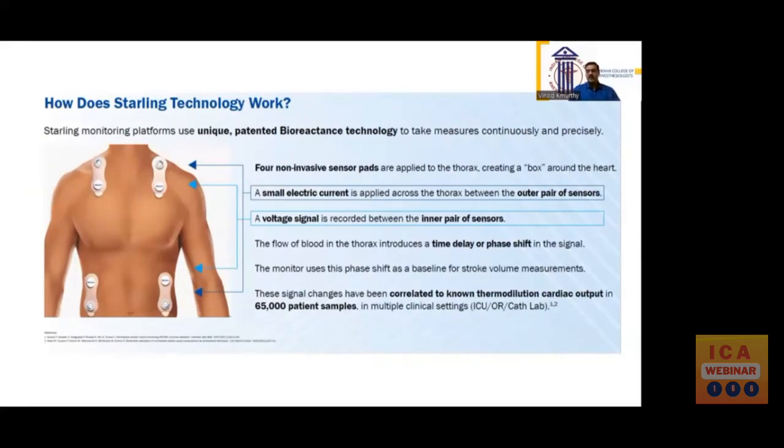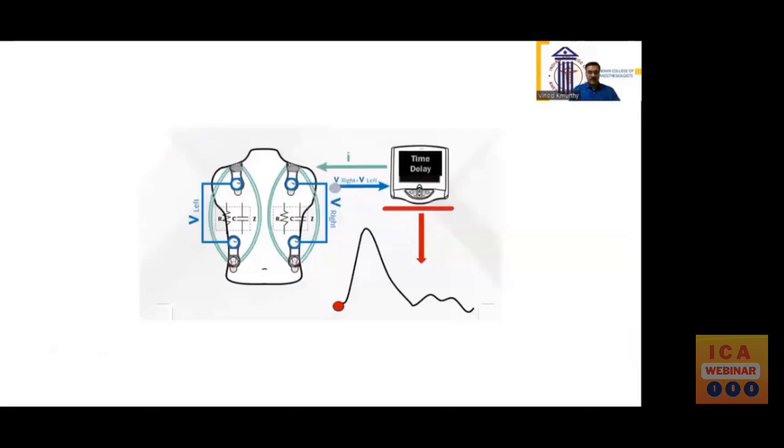These signal changes have been correlated with the thermodilution cardiac output monitor in about 65,000 patient samples and in multiple clinical settings like the intensive care unit, operating room, and the cath lab. The bioreactance assesses the pulsatile flow induced frequency modulation and the phase shifts in voltage across the thorax. There's a 100-fold reduction in the input of extraneous electrical fields on the cardiac output estimates. A non-invasive cardiac output measurement signal is determined from each side of the body of the patient, and the final cardiac output is obtained as an average.